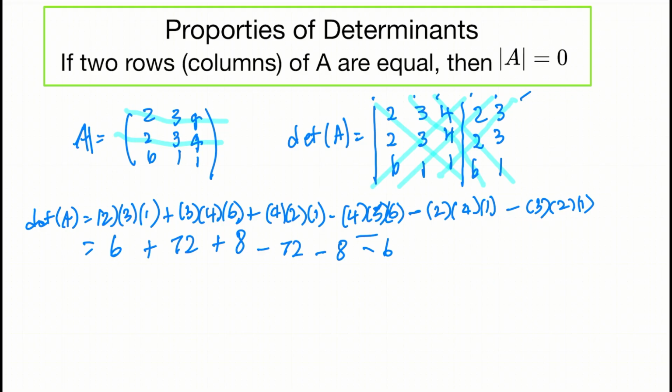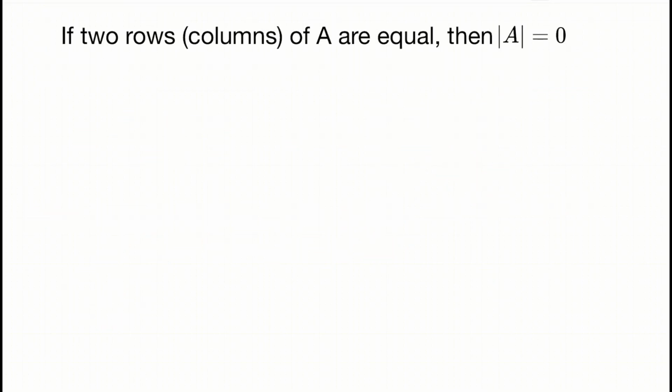Now we don't really need to do the math. We can just see that these terms cancel out. The minus 6 cancels with 6, 72 cancels minus 72, 8 cancels with minus 8. So what we're left with is the determinant is equal to 0. So what we illustrated was this property of determinants, that if two, in this case, rows are equal, the determinant is equal to 0.